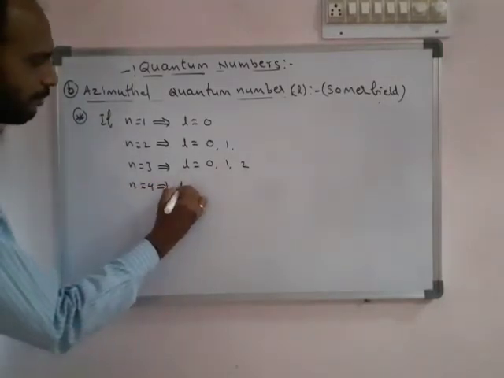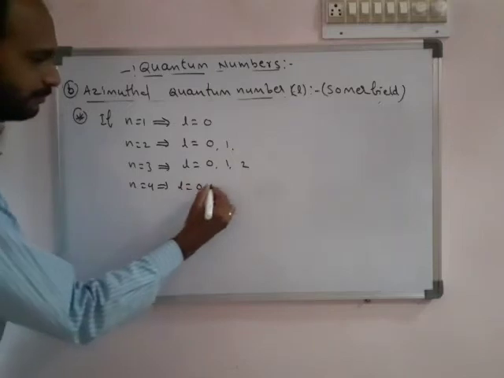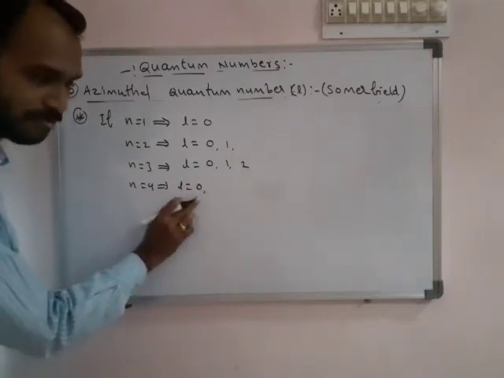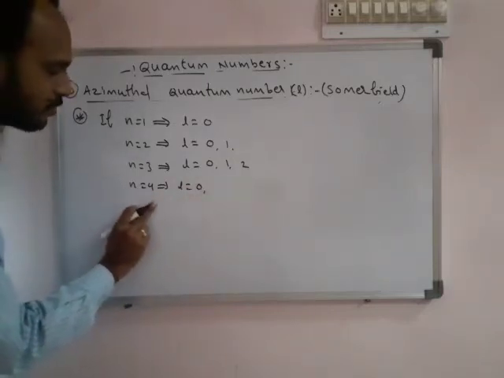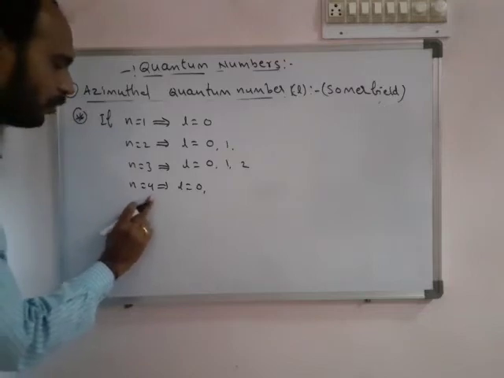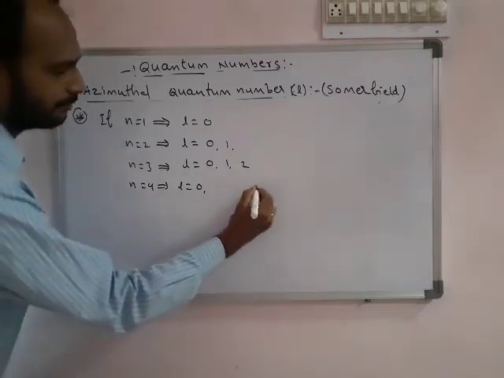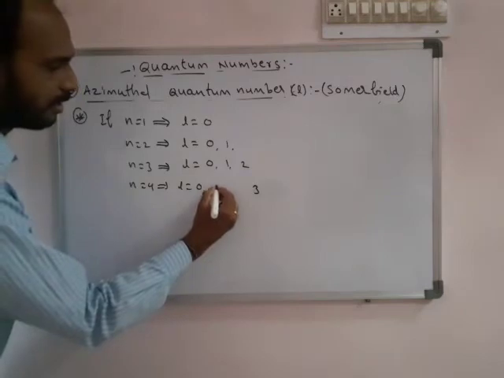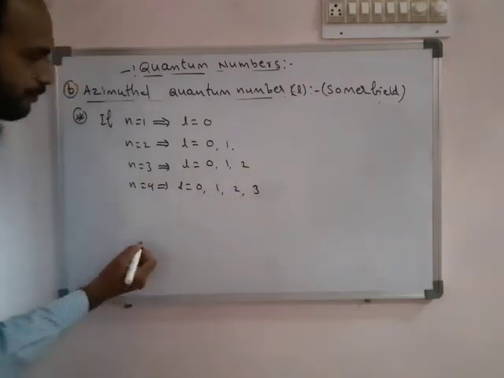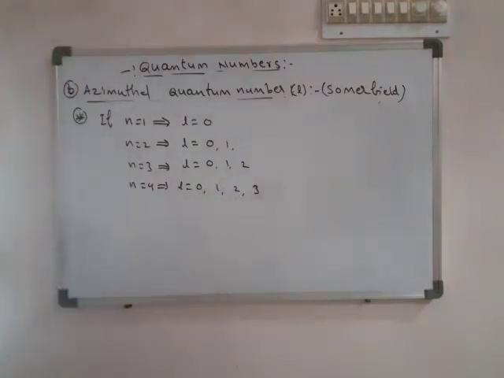If n equals 4, L starts from 0. What does it end with? n minus 1. Here the n value 4 ends with 4 minus 1, which means 3. So what are the remaining values? 1, 2, 3. Okay, so at minimum we need to know this.